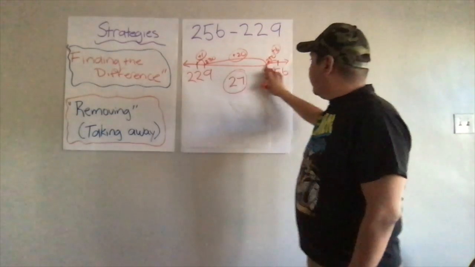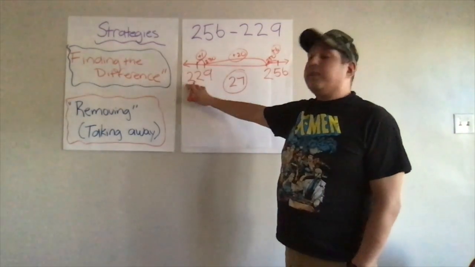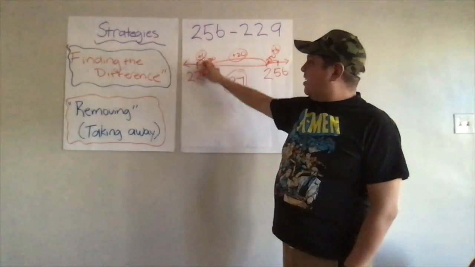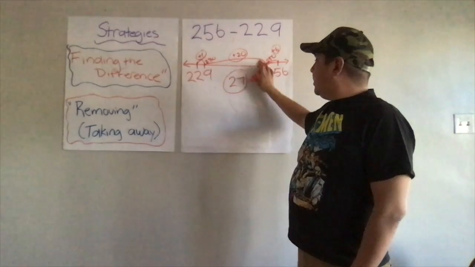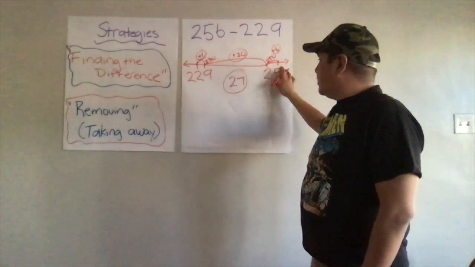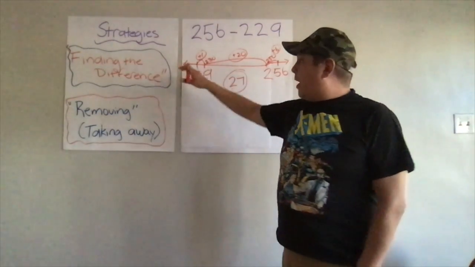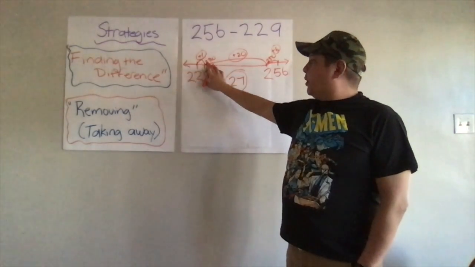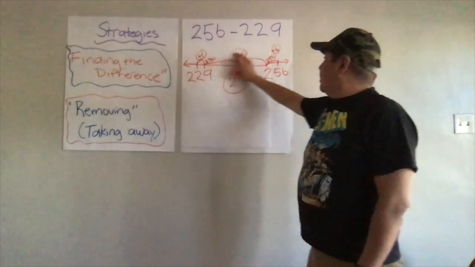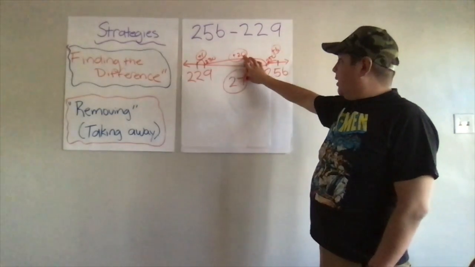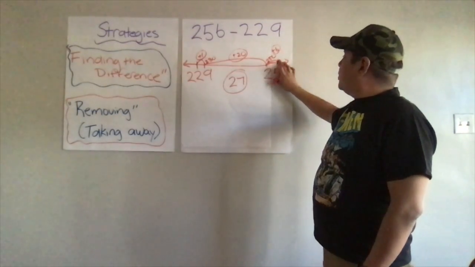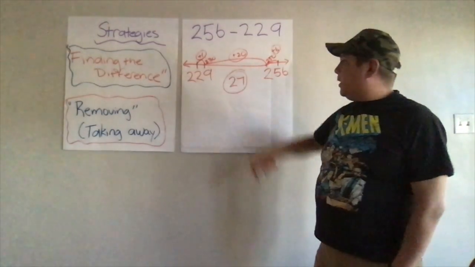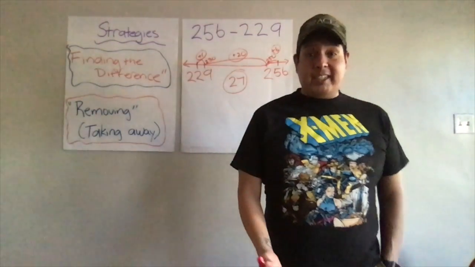By using our number line here, I have started with 229 and went to 256. Instead of counting individual tick marks to figure out how many numbers are between 229 and 256, I broke it down by rounding to the nearest 10. So from 229 to 230 was 1. From 230 to 250 was 20. And then from 250 to 256 was 6. I can gather all those numbers together to get to 27. Let's take a look at the next strategy.